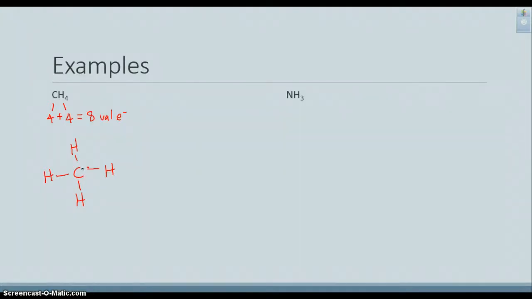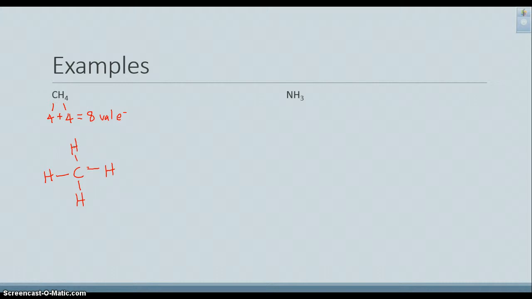Carbon right now is in the middle with 4 bonds, and since each bond has 2 electrons, you have a total of 8 around the carbon. These bonds belong to the carbon as well as the hydrogen, so technically they belong to the carbon, and these also do. Total of 8 electrons around the carbon. That satisfies the octet rule.